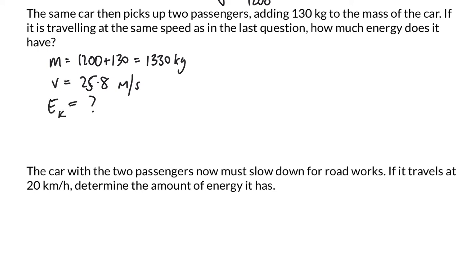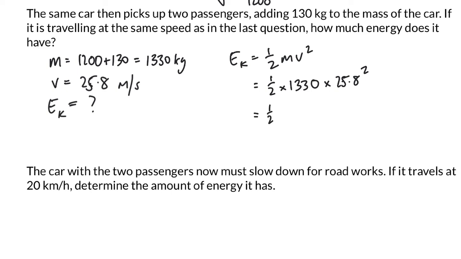Okay, so remember, you just got to list out all the things that you know which will help you. All right, now we go EK is equal to half mv squared. So half times 1,300 times 25.8 squared. If you remember your BIMDAS rules, you should do the squaring first, right? You should technically do brackets first, but the squaring is within the brackets, and this should be in brackets.